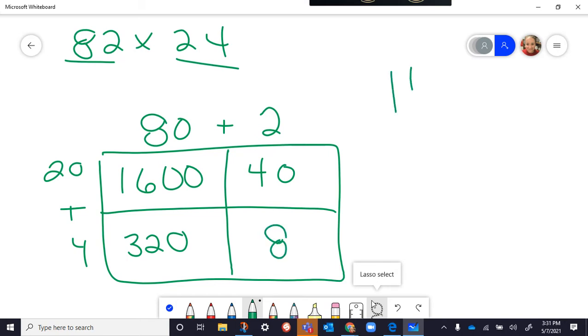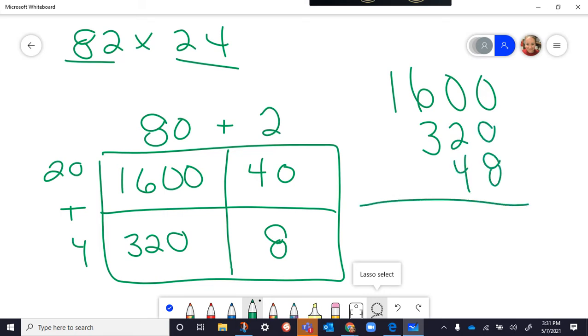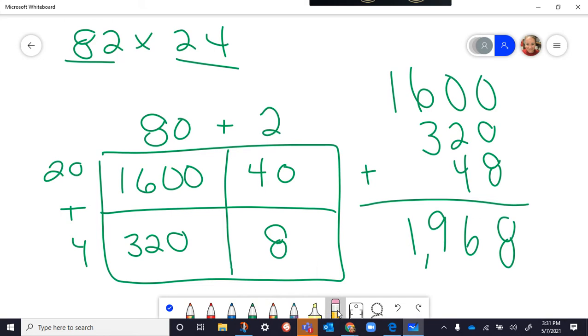So I've got 1600. I'm going to put 320 and then I'm going to combine the 48. The fewer things I've got adding here, the better, if I can combine it easily. 6, 7, 8, 9, and 1. So 1,968.